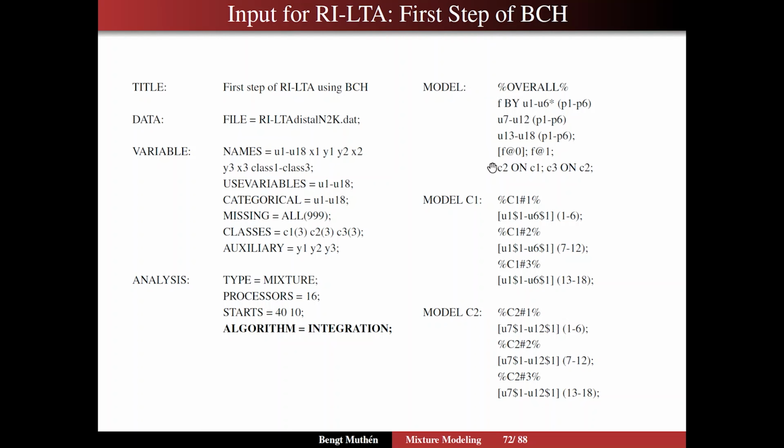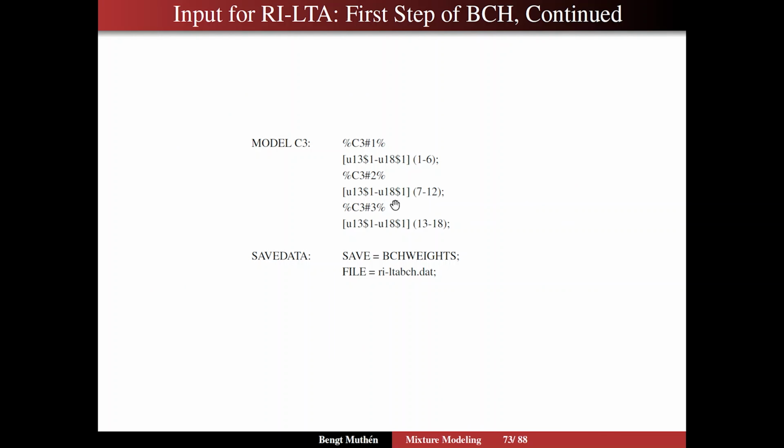And in BCH, for RI-LTA, we recommend that you do include C on C, so C2 on C1 and C3 on C2. And that's per the analysis in WebNote 21. The rest is similar then. You have model C1, model C2, and on the next slide, model C3, where you have measurement invariance across time. Going to the next slide, continuing here for the third latent class variable. And then you save the BCH weights, and we put that in a new data file.